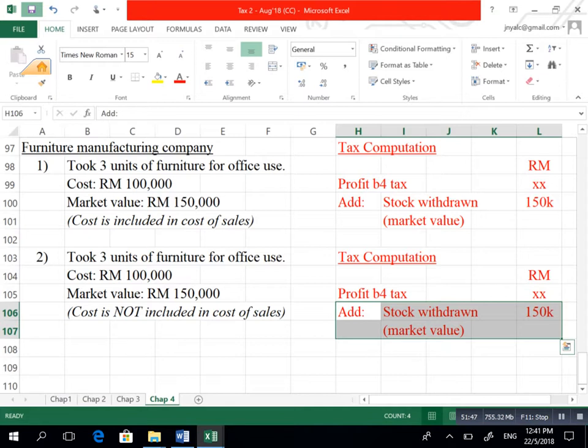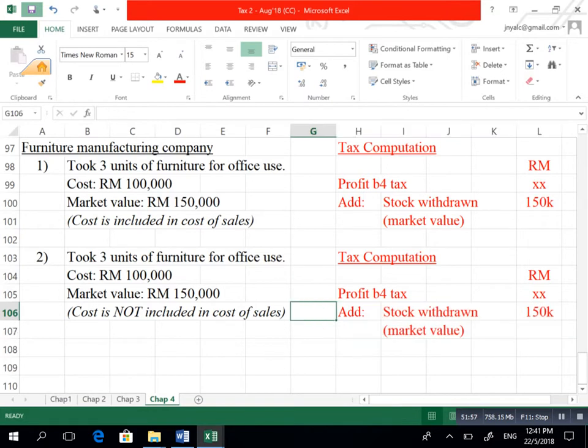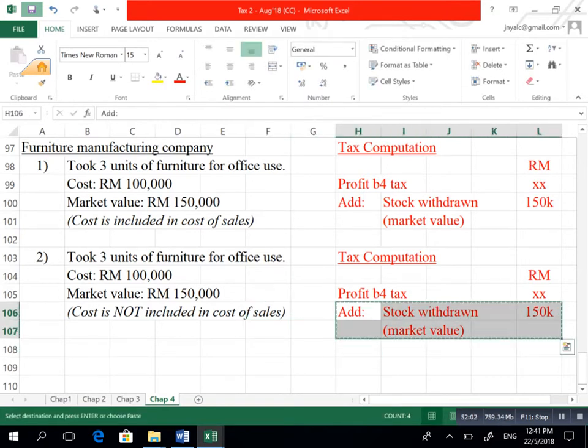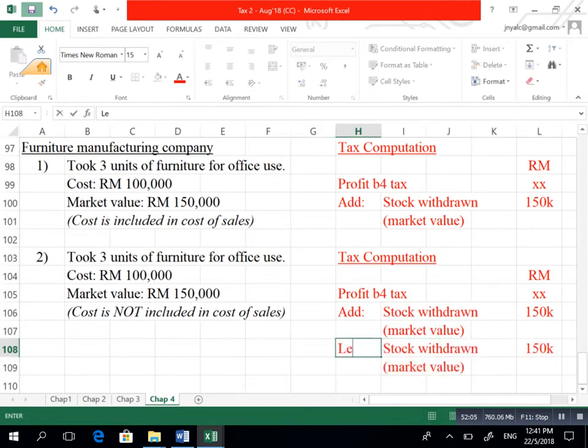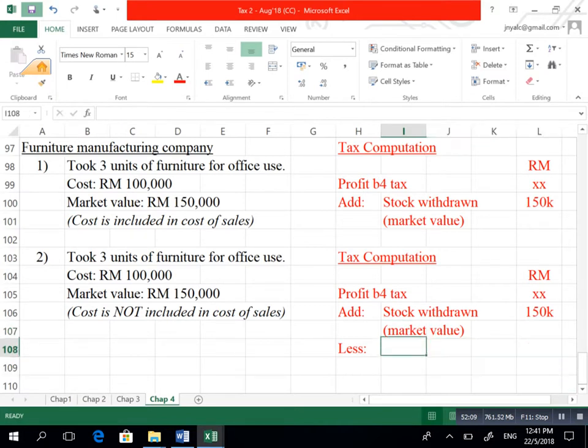Minus, right? Because this is allowed for deduction. So another adjustment here, you have to minus. Previously the cost was already included, so you didn't do any adjustment. But now this cost wasn't included, so you must do the adjustment whereby you minus the cost of the furniture for those 3 units. So you minus how much? Yes, 100,000. Okay, so this will be your adjustment.